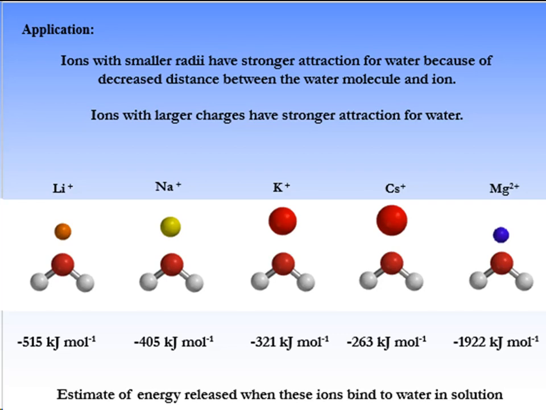And sodium, because it's smaller than potassium, can get closer to water than potassium can. The sodium ion's going to have a more negative hydration enthalpy, a stronger attraction to a water molecule than a potassium ion. And of course, potassium is going to be able to get closer to a water molecule than the cesium ion. And so potassium is going to have a more negative hydration enthalpy than cesium. Stronger attraction leads to more release of energy.